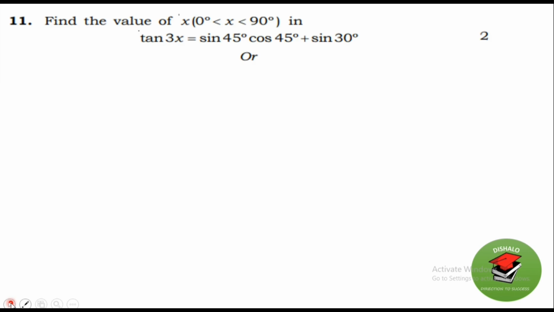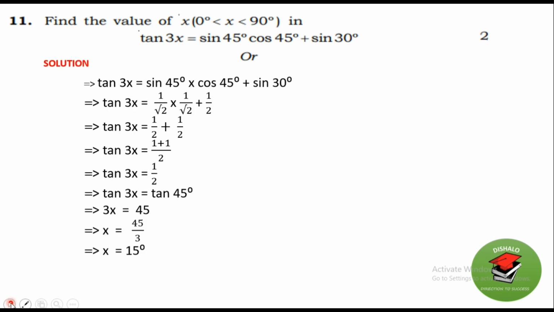Find the value of x. You have to find the value of x in tan 3x equals to sine 45 cos 45 plus sine 30. And you can see clearly it is or, that means it is a choice question. Either you can do this question or the one following this. So I'll discuss both so that it will be easier for you. So let us see the solution.